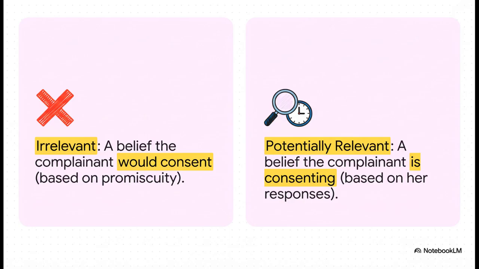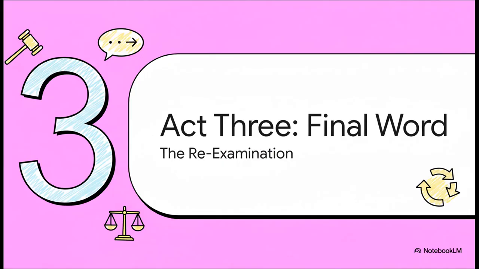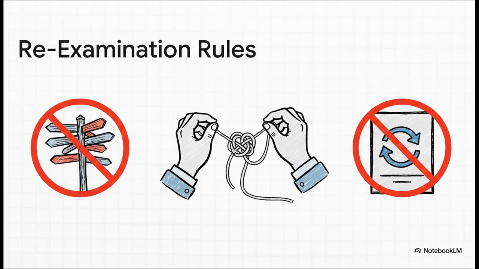All right, so the story has been built, and then it's been attacked. So, what happens now? Well, that brings us to our final act, re-examination. This is the original lawyer's chance to do a little damage control. But the rules here are super strict. The purpose is only to clear up any confusion that came up during cross-examination.